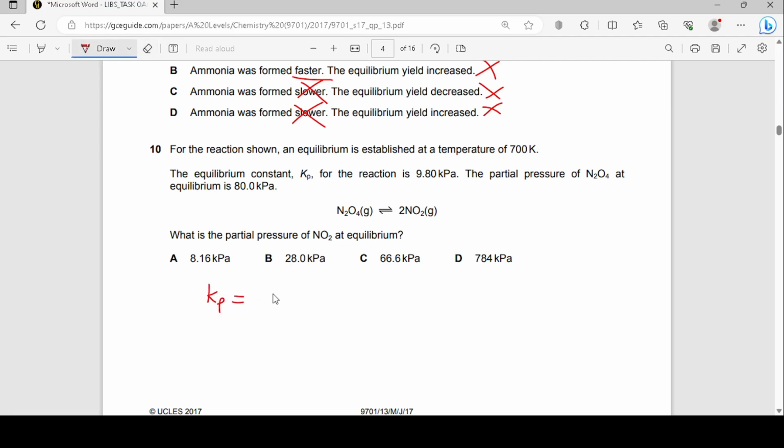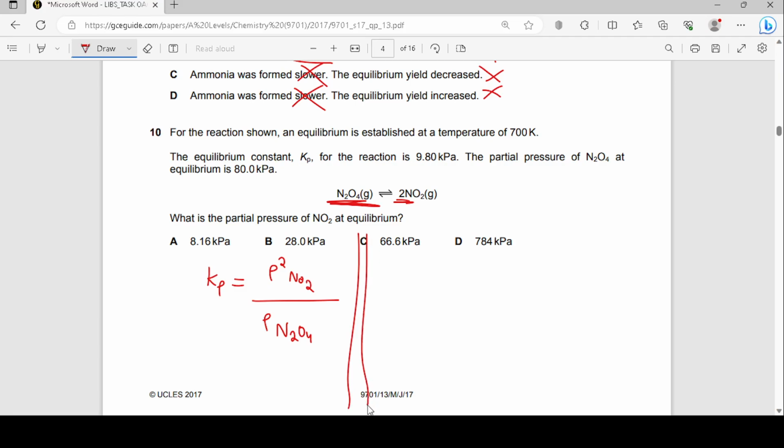First, let's write down the expression for Kp. So Kp equals P squared NO2, because I have 2 moles of NO2 gaseous, divided by, in the reactant side, N2O4, so P N2O4. Now we're going to substitute the values in. The Kp is 9.80, not 80.0. So 9.80 equals, now they've not given me the partial pressure of NO2, so let me take it as X, and because it's P squared NO2, X squared, divided by the partial pressure of N2O4, which is 80.0.